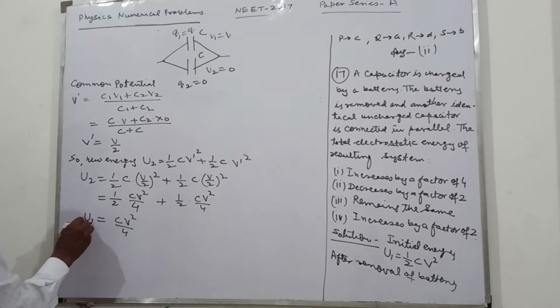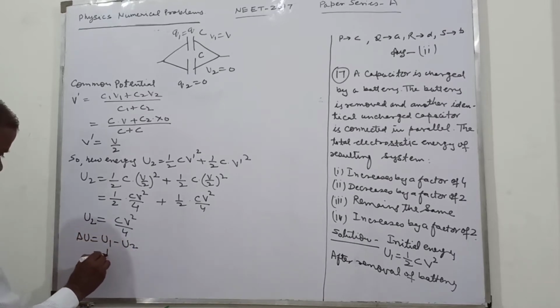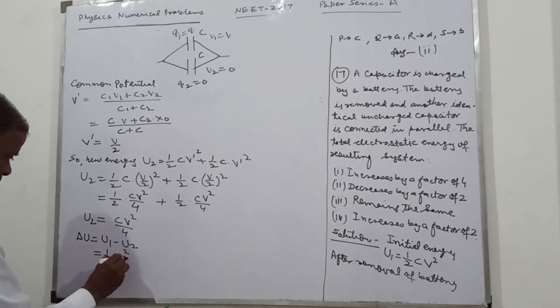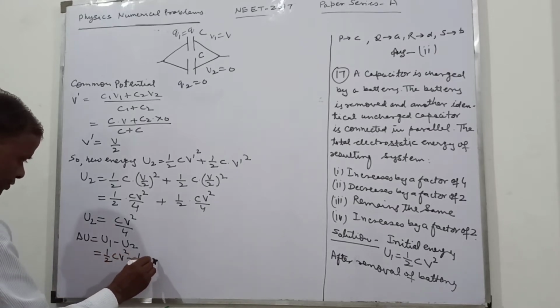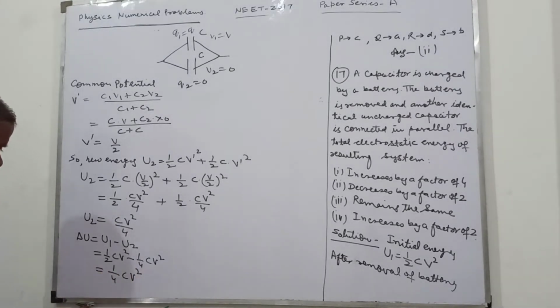This is now U2. Then the change, delta U is equal to U1 minus U2. So this is half C V square minus 1 by 4 C V square. So this is 1 by 4 C V square. So now we have to find the change.